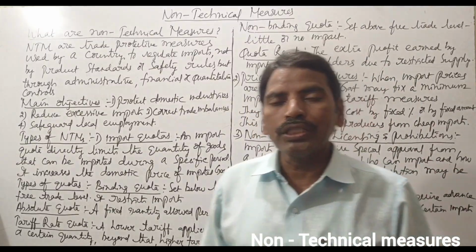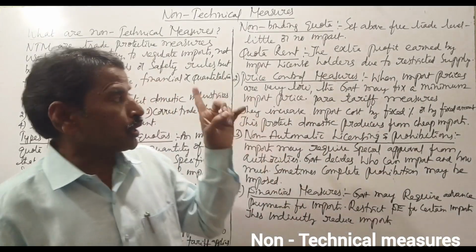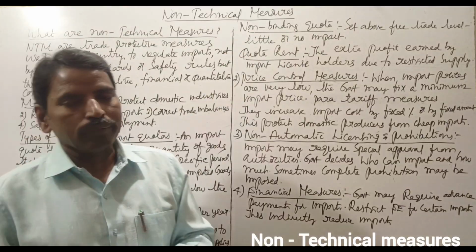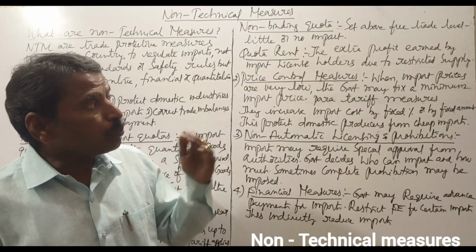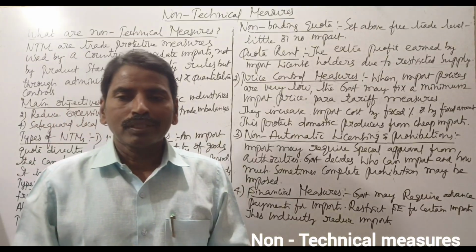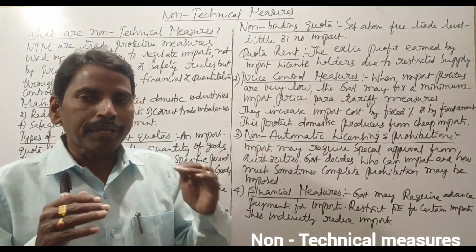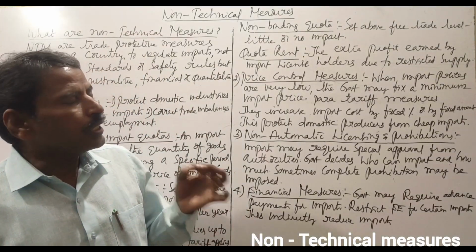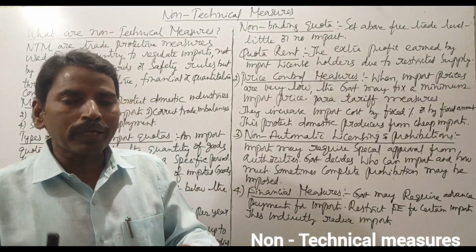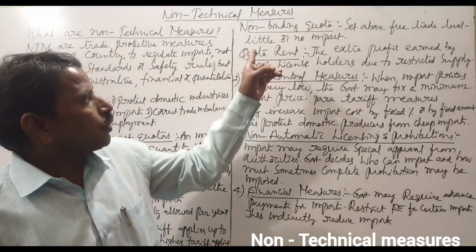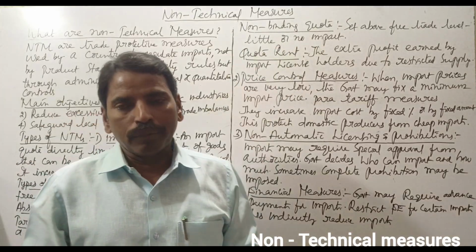And fourth one is non-binding quota. Non-binding quota means set above the free trade level, with little or no impact on trade. That is called non-binding quota.